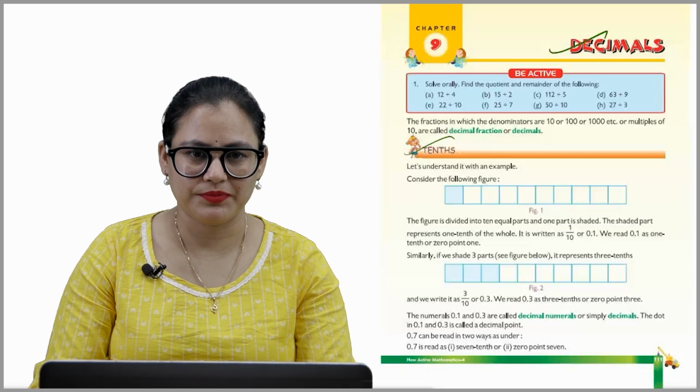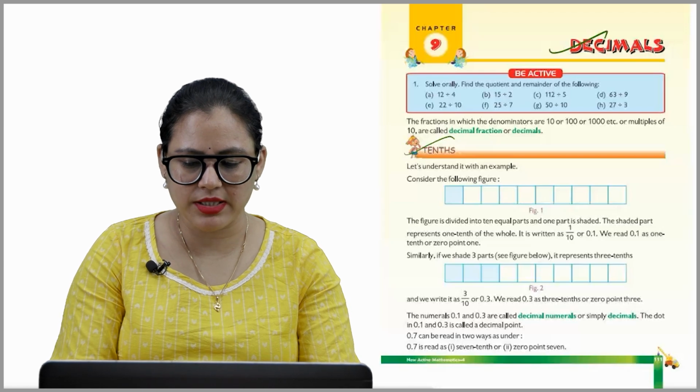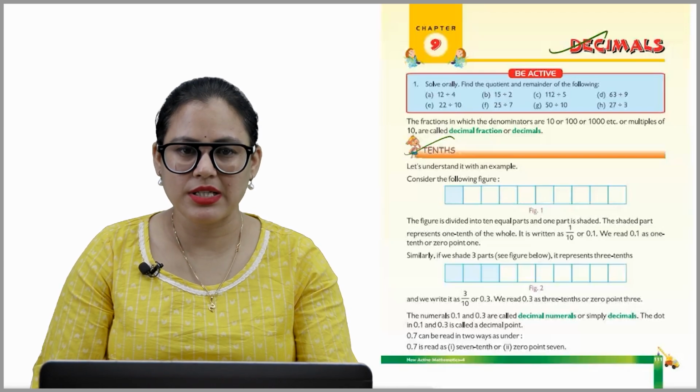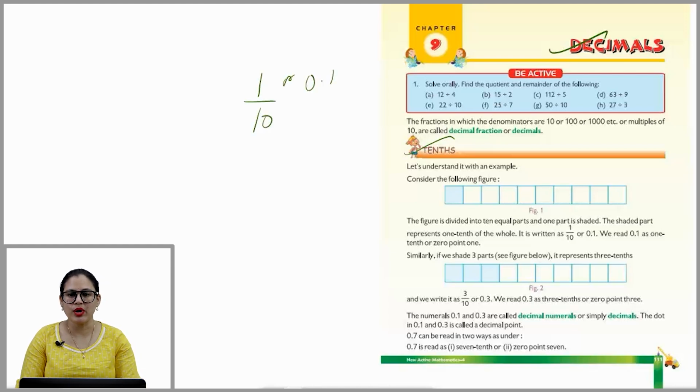Consider the following figure. The figure is divided into 10 equal parts and one part is shaded. The shaded part represents 1/10 of the whole. It is written as 1 by 10 or 0.1. We read 0.1 as 1/10 or 0.1. Similarly, if we shade 3 parts, it represents 3/10 and we write it as 3 by 10 or 0.3, right? So, we read this as 3/10 or 0.3.